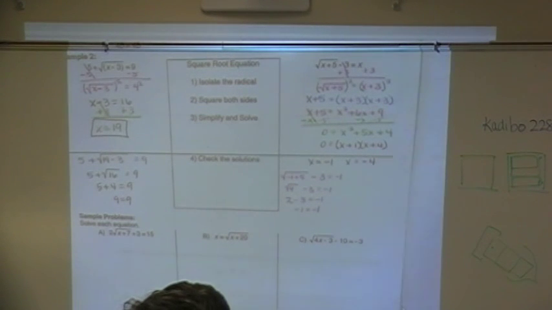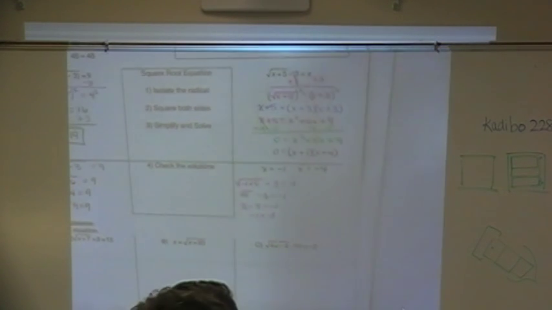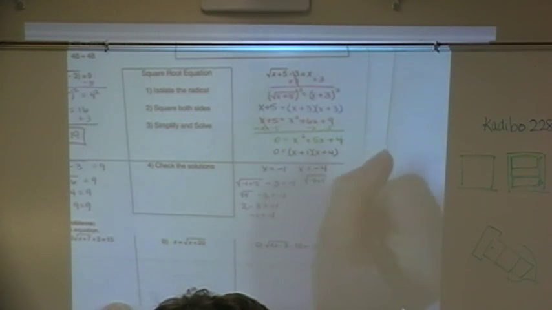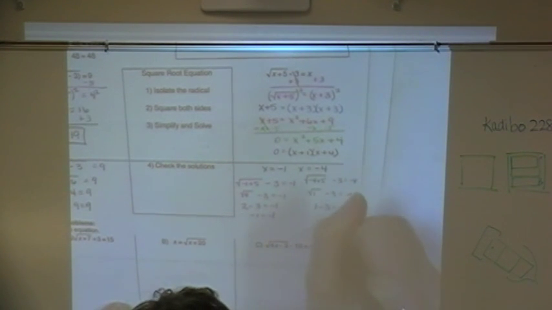Okay, so let's see. If I plug negative 4 in, negative 4 plus 5 is 1, and the square root of 1 is 1. Then minus 3, I get negative 2. That equals negative 4.